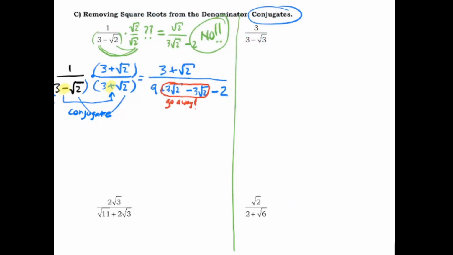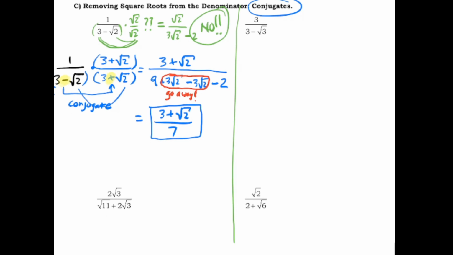So what do we got here? On the top, we got a 3 plus a root 2. And on the bottom, we got a 9 minus 2 is a 7, and that's it. 3 plus root 2 over 7. There, no radicals in the denominator. There's no way to cancel anything. There's no fractions inside radicals. We're good. Root 2 can't be simplified. We're good.